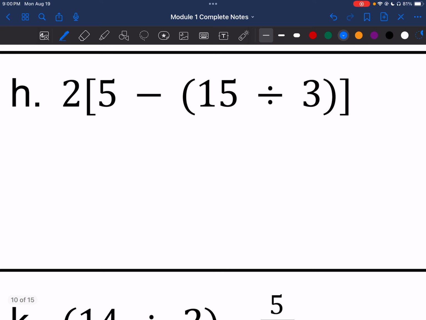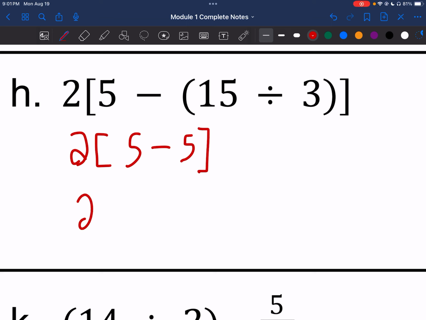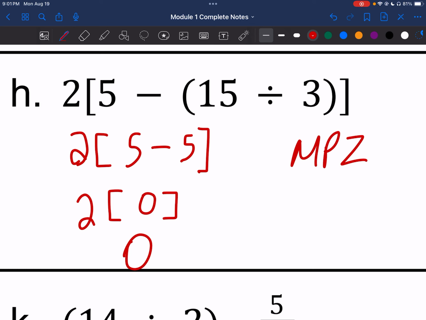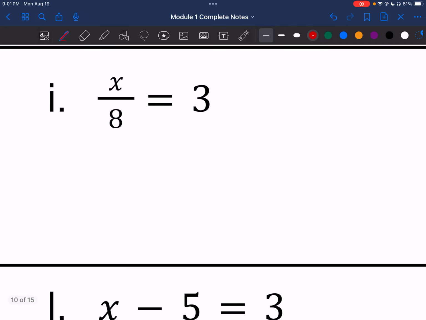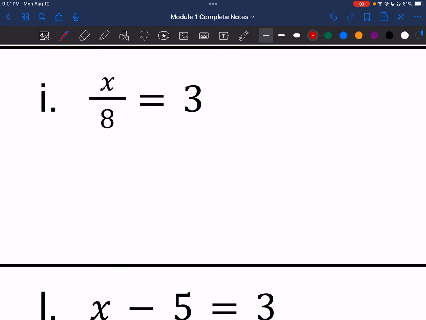Looking at letter H. First, let's simplify inside of our parentheses. So we have 2 times, and we've got a bracket with 5 minus 15 divided by 3 inside the parentheses there. That's going to be 5. Well, you can probably see where this is going. 5 minus 5 is 0. And anything times 0 is going to be, you guessed it, 0. So this is the 0 product property, the multiplicative property of 0. We'll use the 0 product property when we are factoring later on this year.